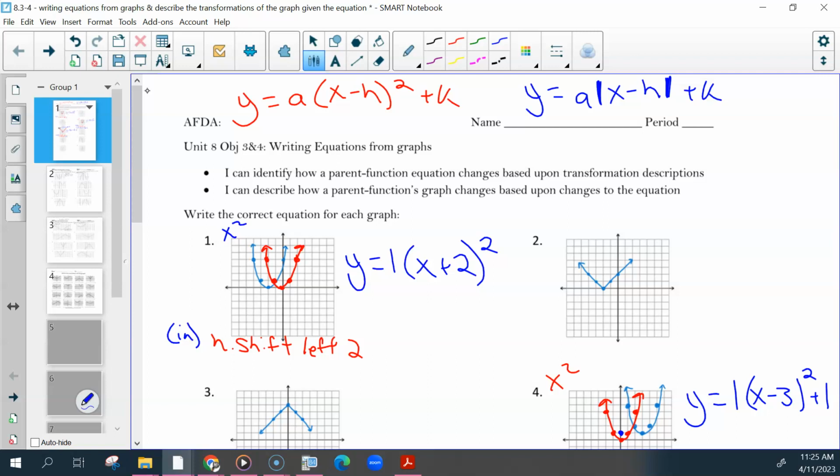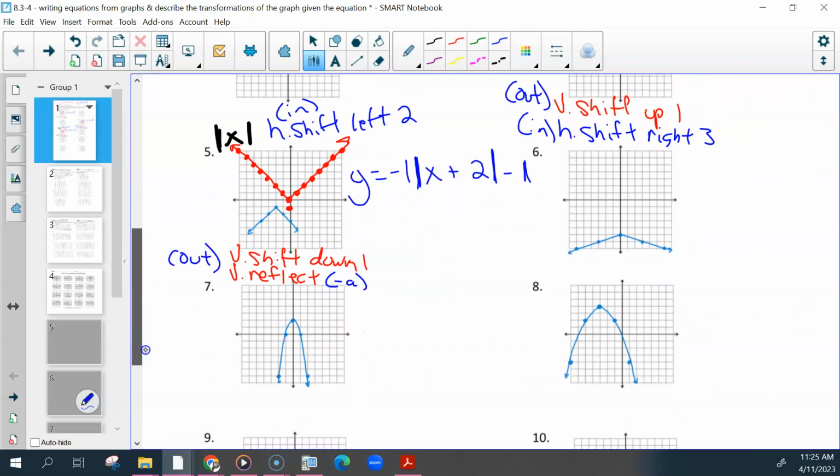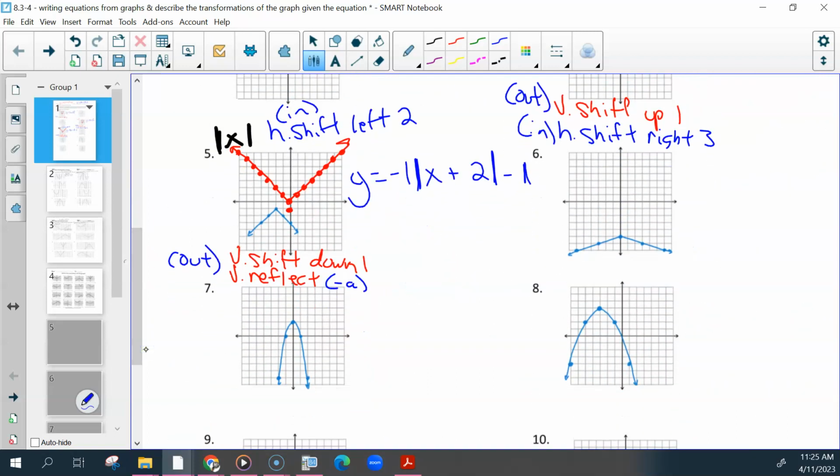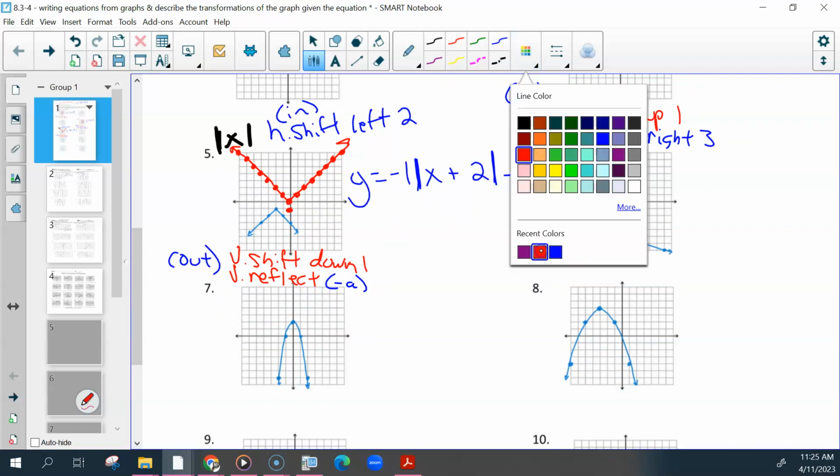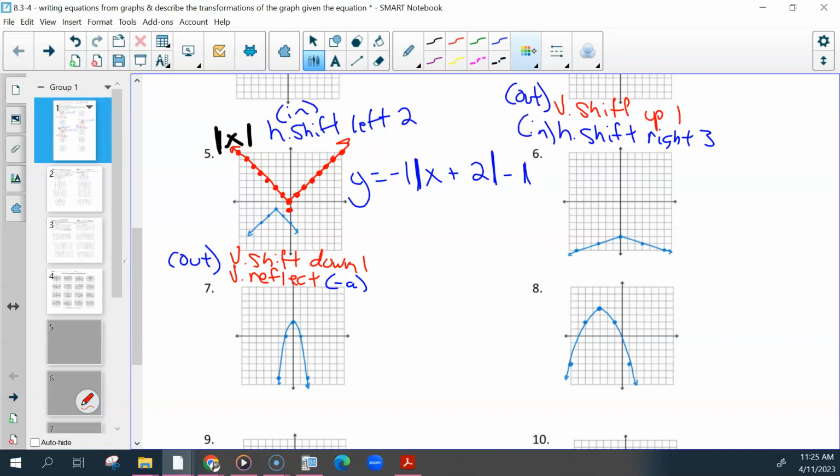We're going to do 6 next. Did you get the problem? Yeah, thank you. I'm going to draw in the parent function again, but you don't have to, but if it helps, keep doing it. This is again a v, so that's your absolute value of x.